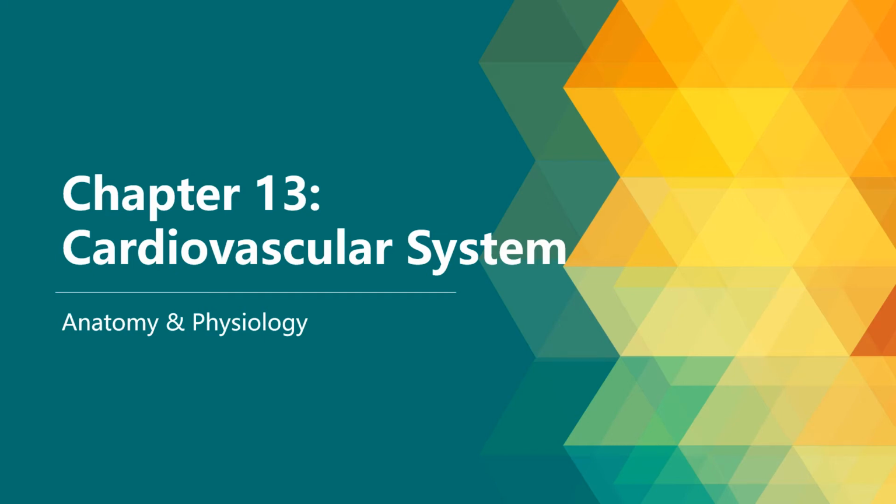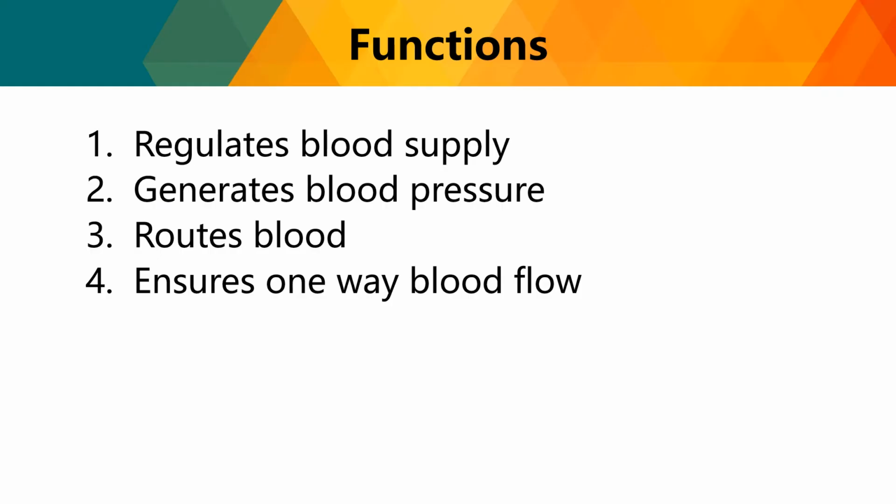The next chapter that we will be discussing right now would be chapter 13, the cardiovascular system. So for the major functions of the system, first, it regulates your blood supply. Second, it generates your blood pressure. Third, it routes your blood. And fourth, it ensures one-way blood flow.